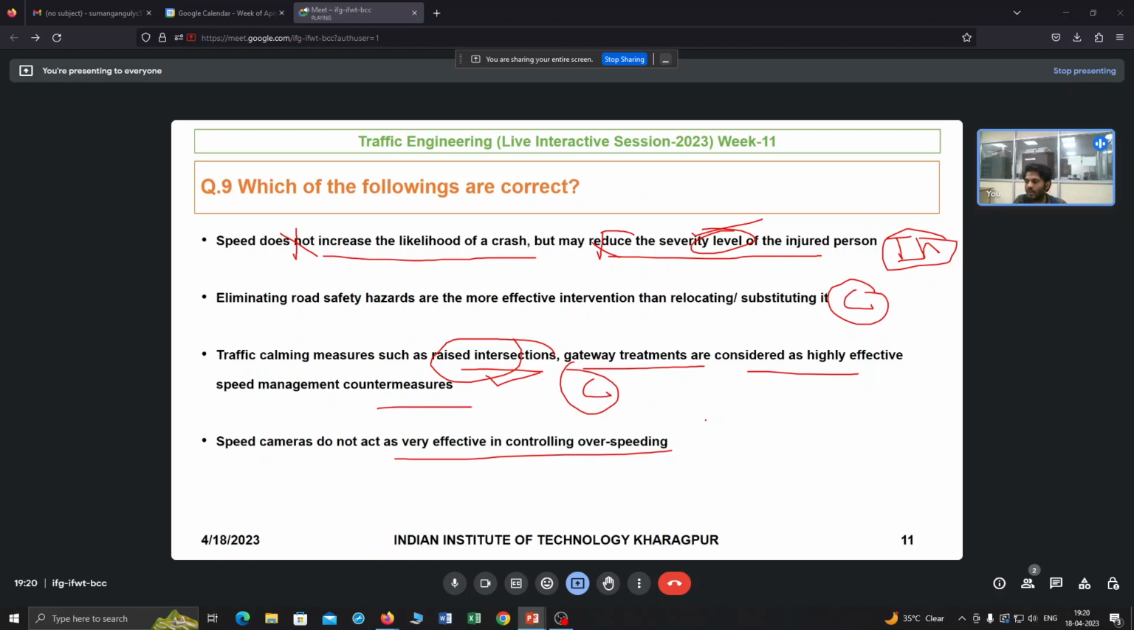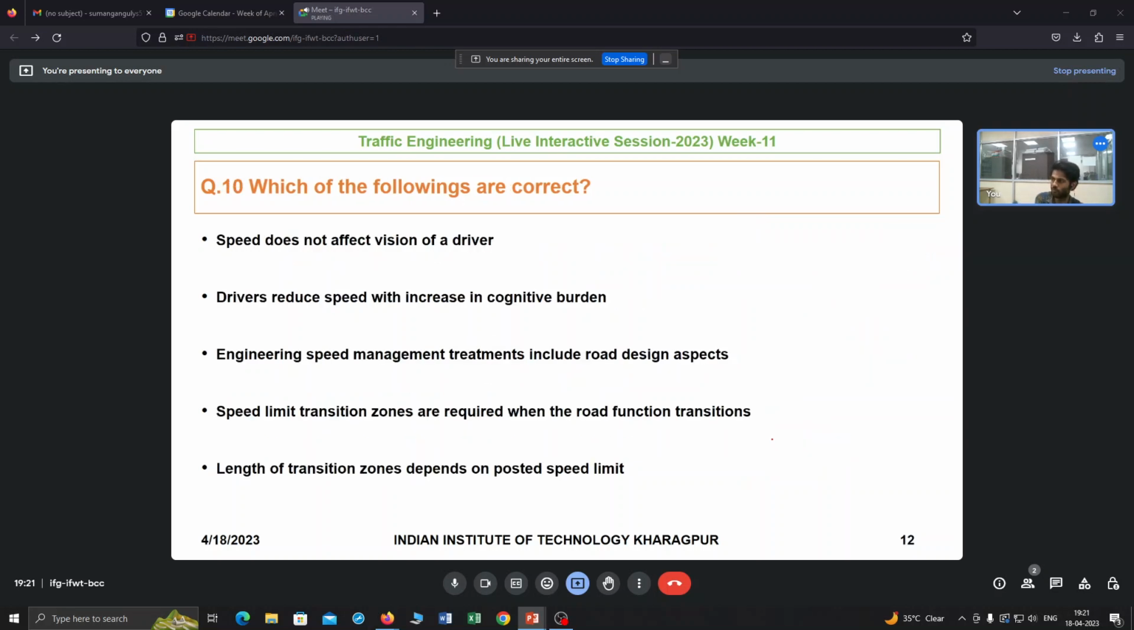So speed cameras can monitor it, but it cannot control the speed over speeding. How does it control? But sometimes because we have a speed camera, people have a tendency to actually control. So it may be a true statement as well. So this is incorrect, this is correct, this is correct. So these three are the correct statements.